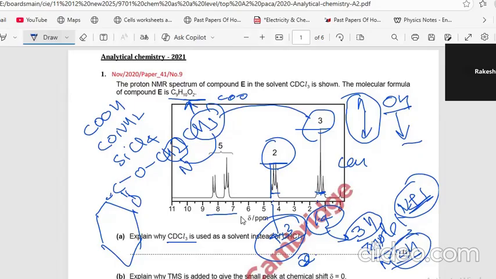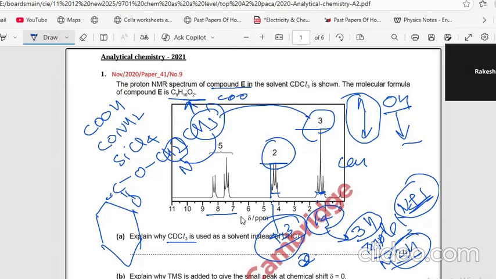Anyway, so he says the proton NMR of a compound E. He doesn't give you the solvent, and he asks why a solvent is used. Obviously, if we have an organic compound, I will have to dissolve it to do some testing, because it could be a gas or something. It would be very difficult, so we'll dissolve it in a solvent.